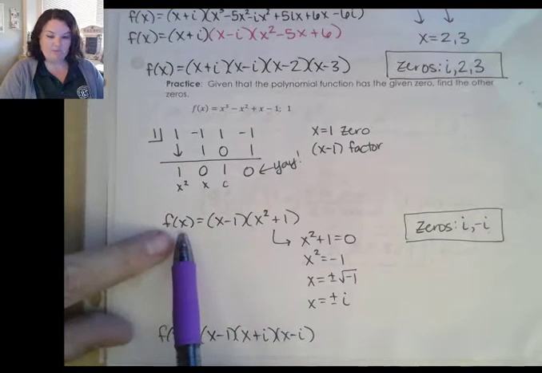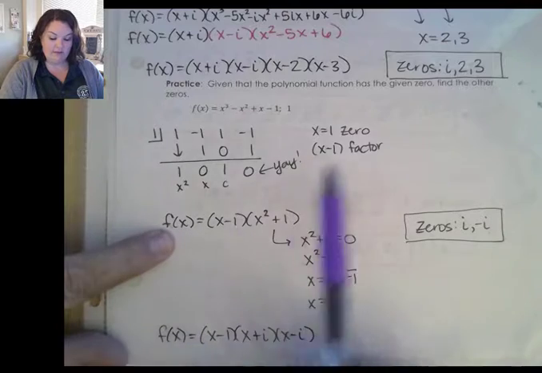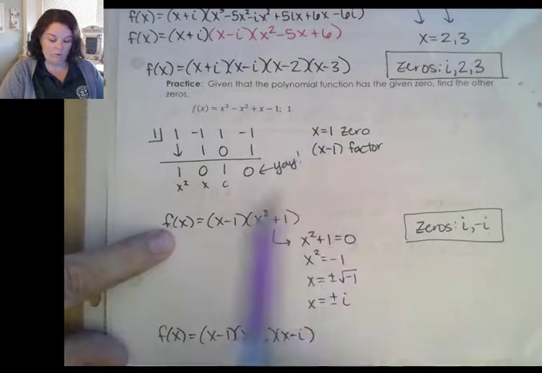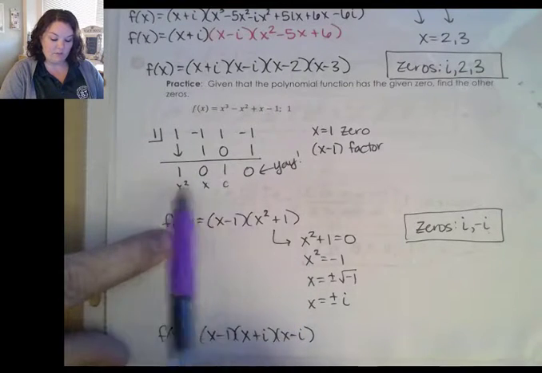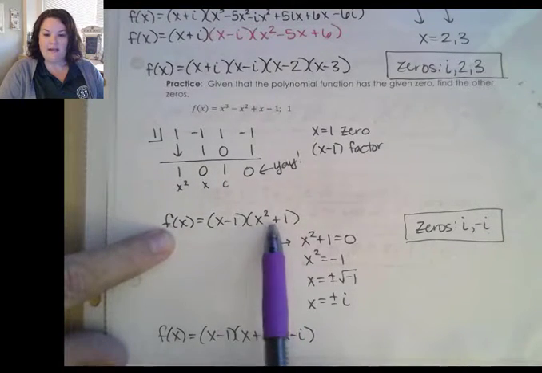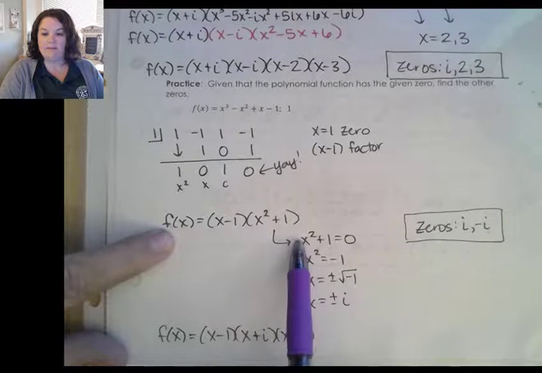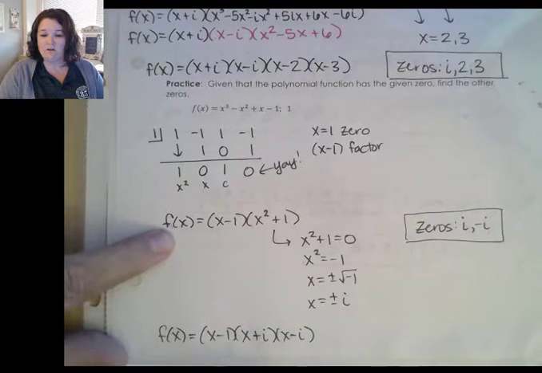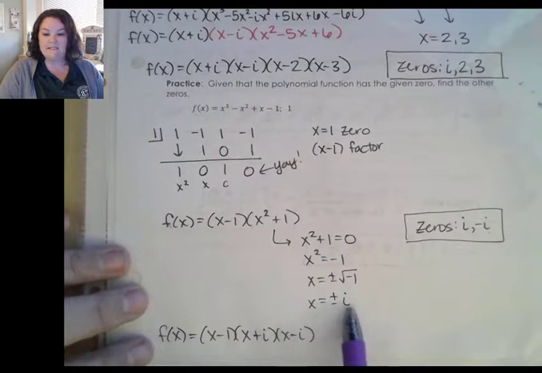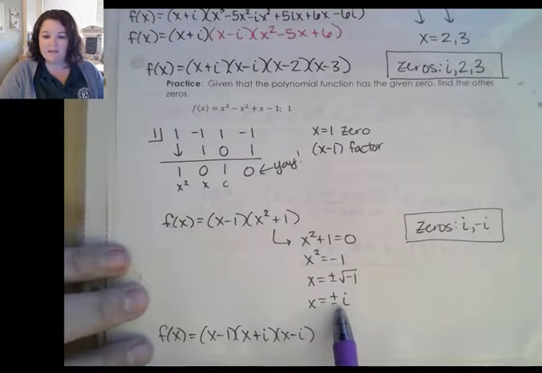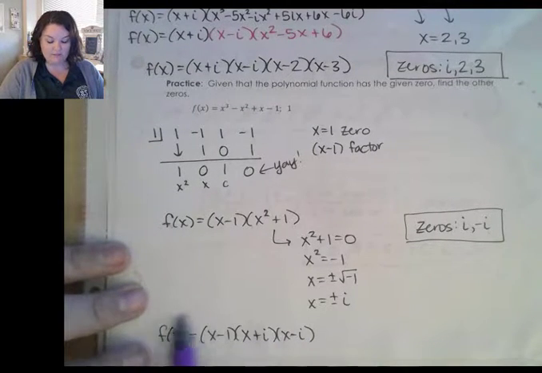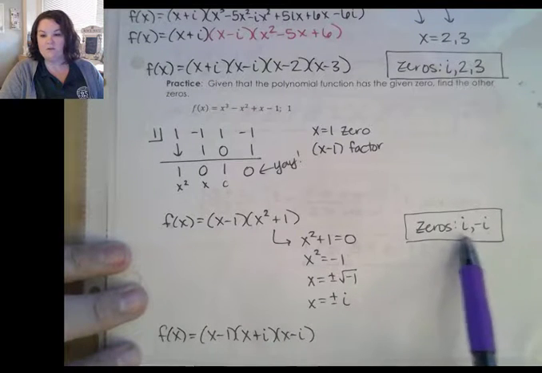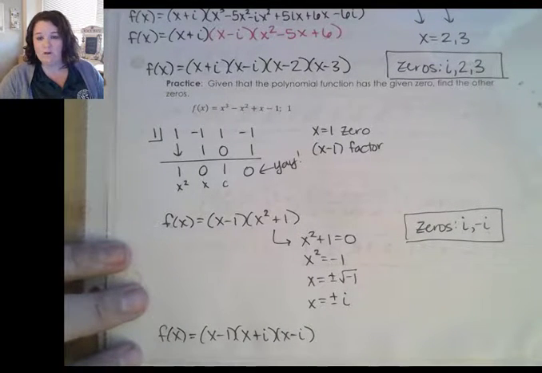So that means I should be able to factor my function into the factor we get from the given 0, which is x minus 1, times our quotient that's left under here, which was x squared plus 1. And then the x squared plus 1 we can go ahead and solve by just setting it equal to 0 and solving. And then once we have our two remaining zeros, which is plus and minus i, we should be able to write those as factors. So that gives us x plus i and x minus i. So we have it completely factored, and we know what those other two remaining zeros were that weren't given.